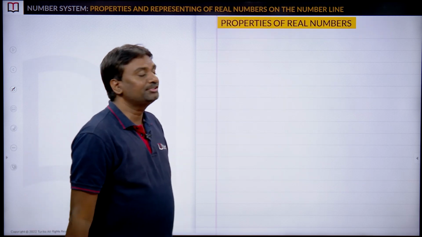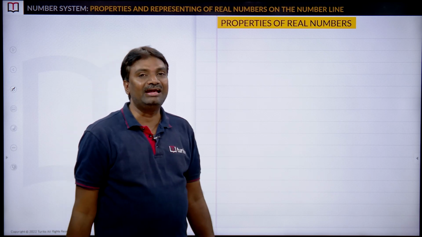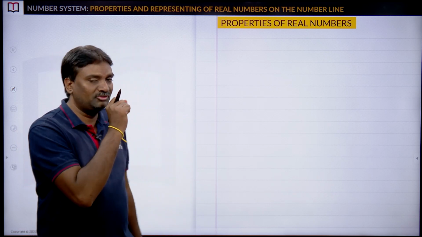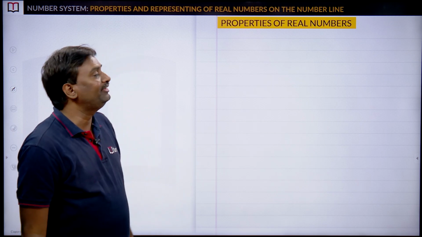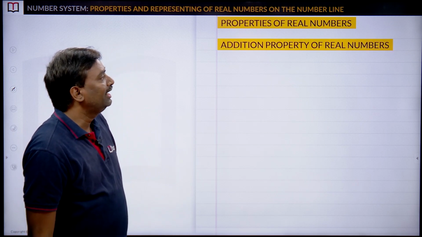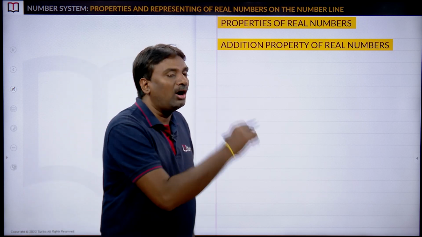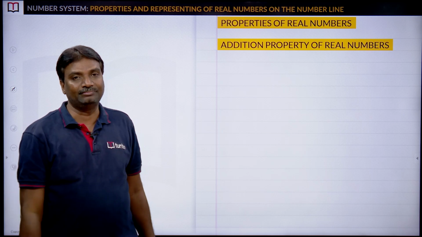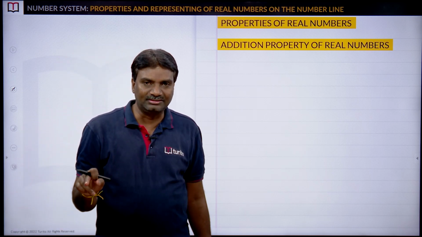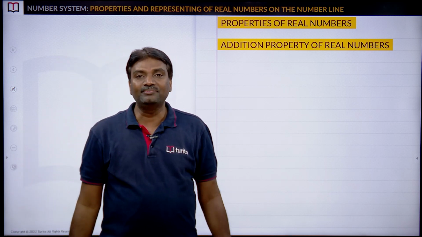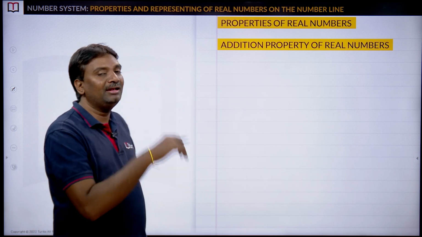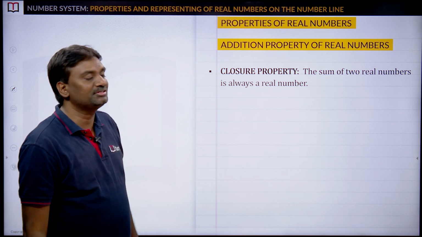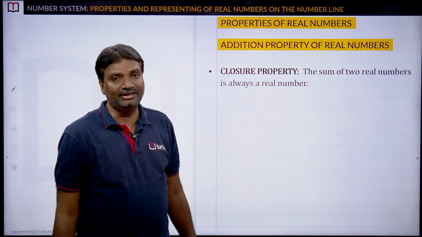Now, let us discuss properties of real numbers. Some properties are there regarding real numbers that we can discuss. First one, the addition property of real numbers. Addition is nothing but sum. When two numbers are there, we have to add those two numbers, but here the two numbers must be real numbers. So, first let us take the closure property.